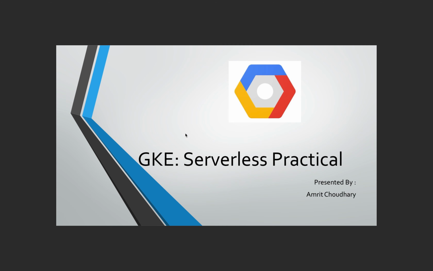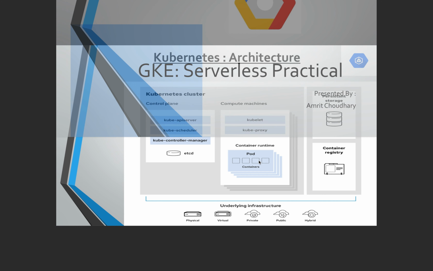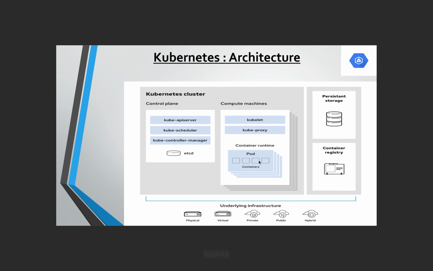So today we'll be going through our bonus lecture, which is GKE or Google Kubernetes Engine. Before starting with the GKE, let's go through the Kubernetes architecture. Now this architecture diagram I have copied from the Red Hat site, and before starting with the GKE, we should have understanding about Kubernetes and its architecture. So let's go through that first.